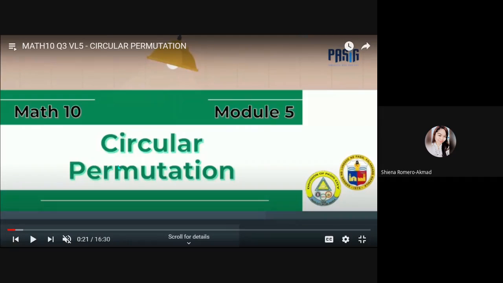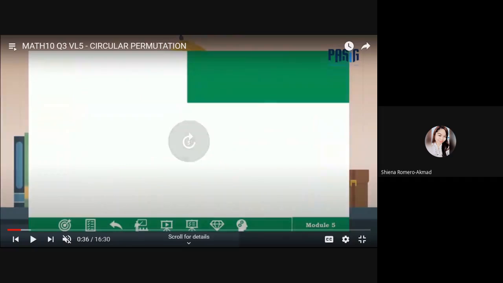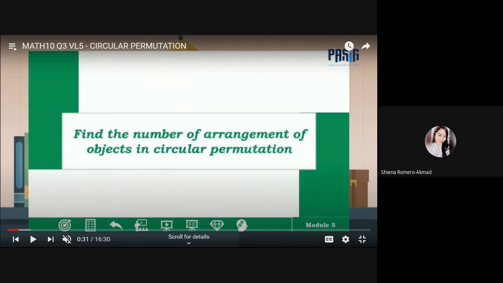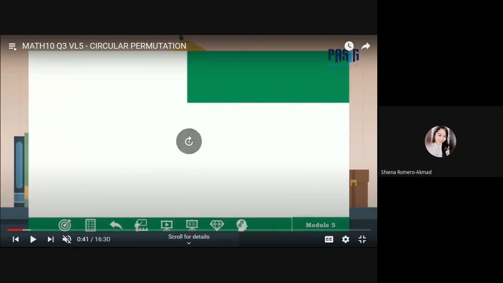So we are going to deal with circular permutation. Still, it is permutation. Ang ginawa natin last time, we have permutation. We have itong module number 4, distinguishable. Ibig sabihin may mga objects na pare-pareho lang naman. And we have here circular permutation. So when we say circular permutation from the word circle, they are arranged in a circle. Okay? And your goal here is for you to find the number of arrangement of objects in circular permutation.